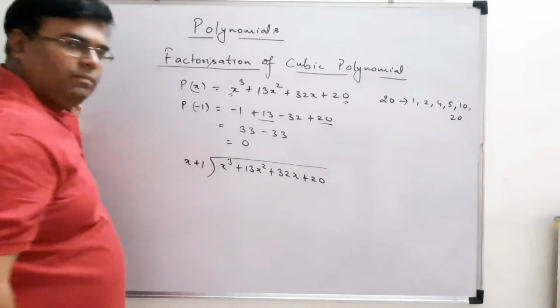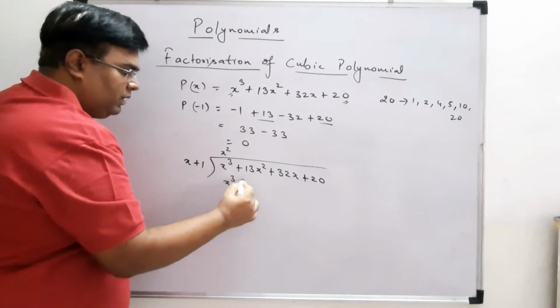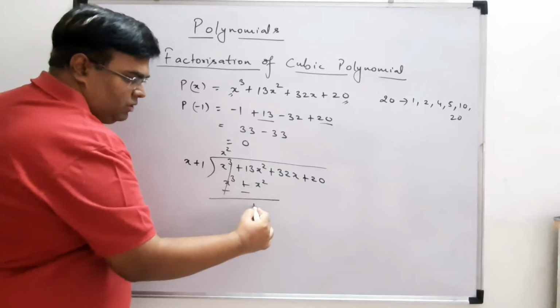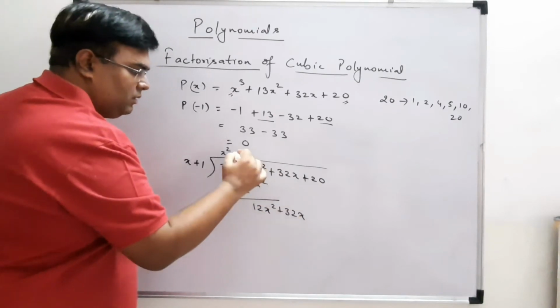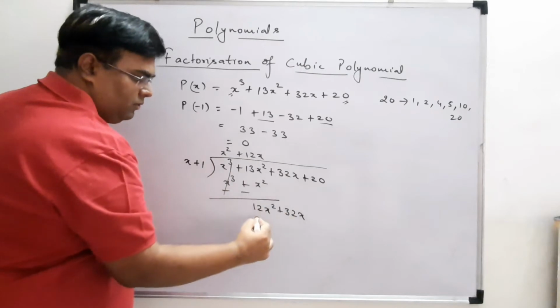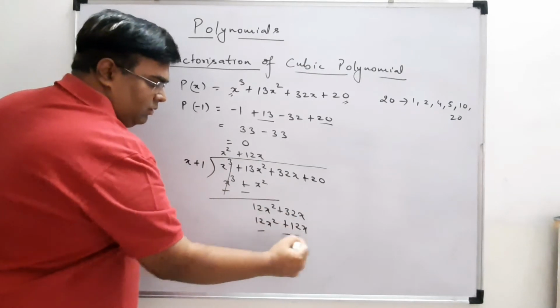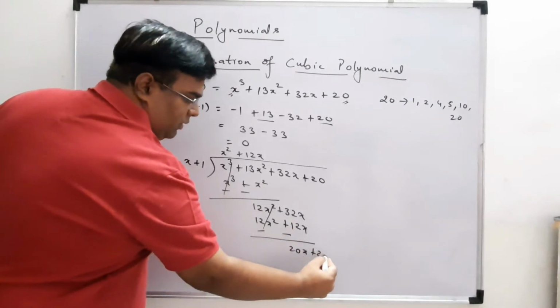Now what we will do is divide simply. So x square, x cube plus x square, leaves 12x square plus 32x, and then 20x plus 20.